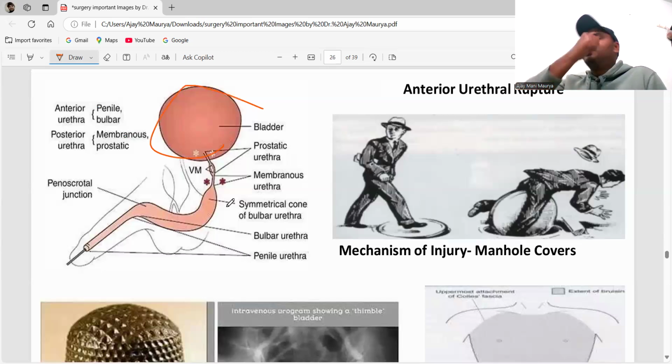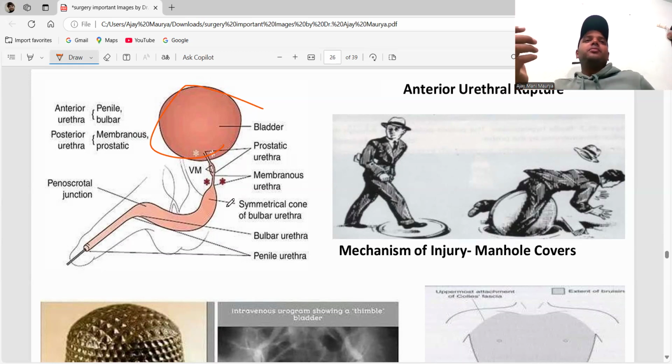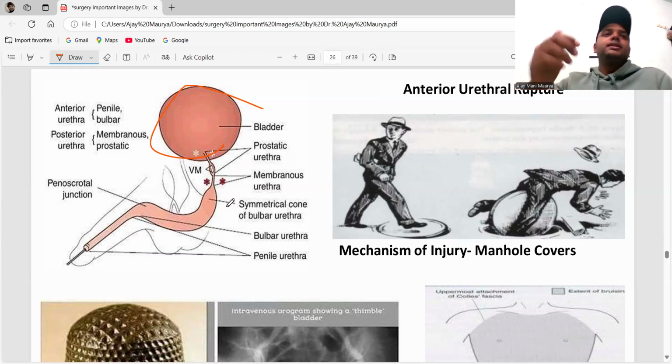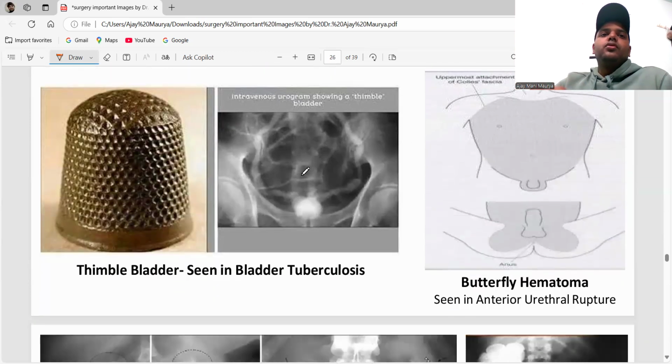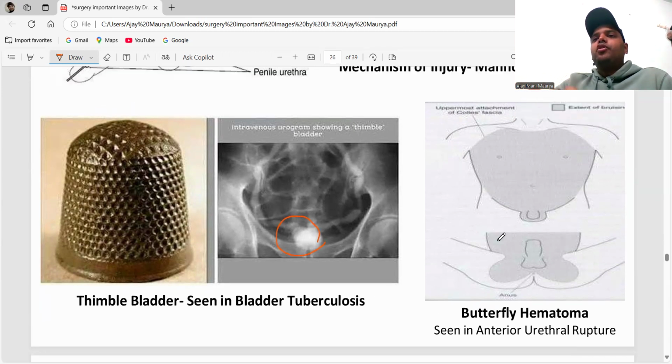They will give the history of a person going and falling into a manhole, or he got an injury. Is it anterior or posterior? I think everyone knows about this one, in case you are studying anatomy also. This is the thimble bladder. This is the butterfly hematoma seen in the anterior rupture.